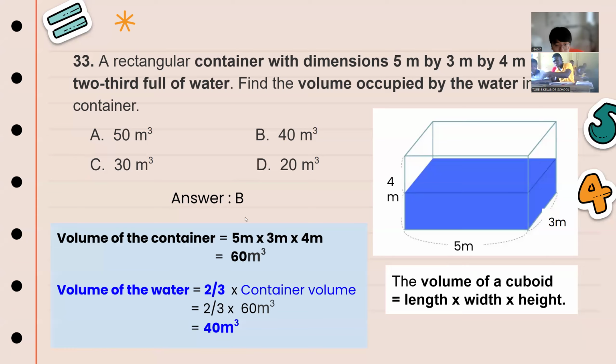So we can look here. The same explanation is shown. So the volume of the container is 5 times 3 times 4 meters, which is 60 cubic meters. And then you find the volume of the water, which is 2/3 of the container volume. So 2 over 3 times 60, which is 40. Yeah, great job. And B is the answer.